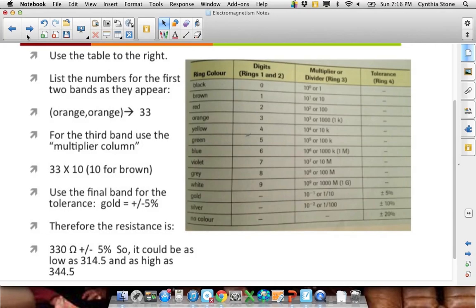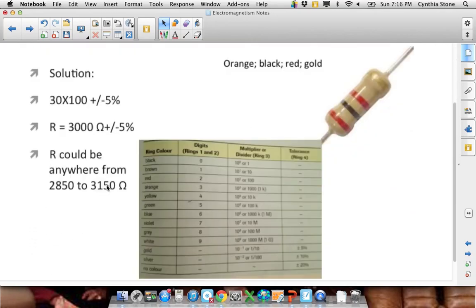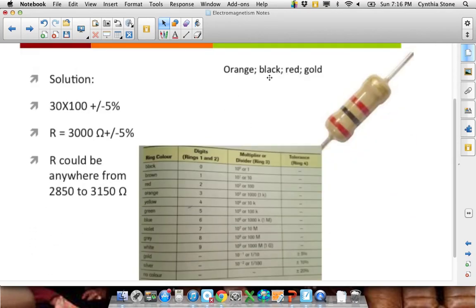Okay? Looking at another example then, orange, black, red, gold. So remember, you take the first two colors and come up with your first two digits, which will be 3 for orange, and black is 0, so 30. The red refers to ring 3, so it's times 100. And again, the gold is plus or minus 5%. So this is the answer.